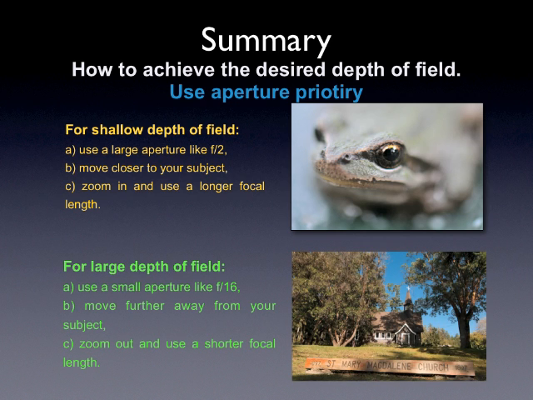For a large depth of field, use a small aperture like f16. So put it in aperture priority again, but turn the aperture setting as high as it'll go, move further away from your subject, and zoom out using a wide angle lens. And the sign here, St. Mary Magdalene Church, and the church are in focus. That's how it works.